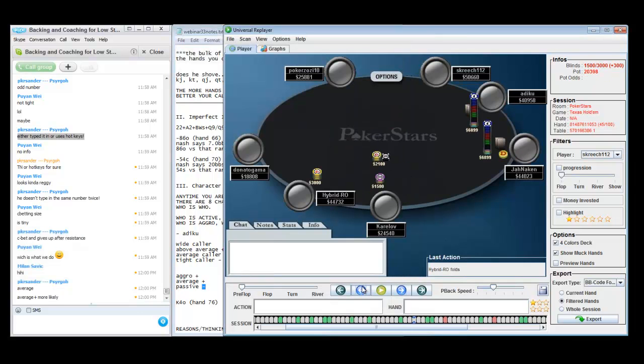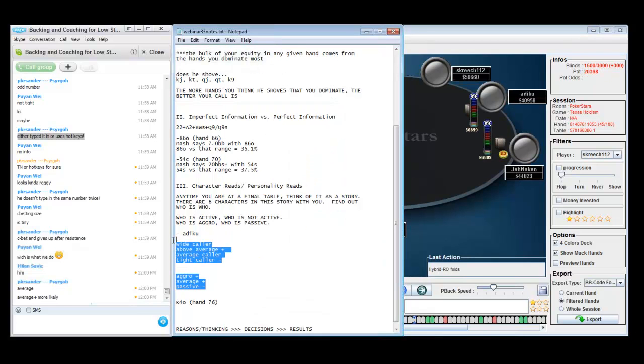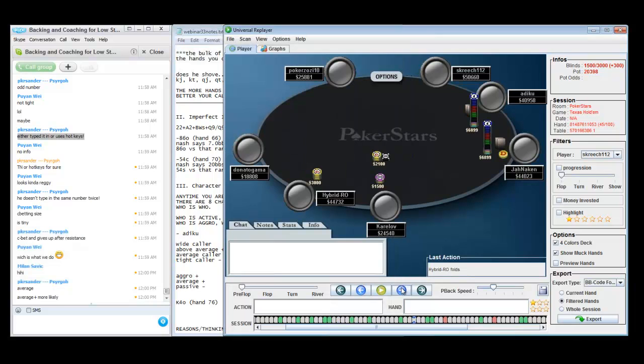Okay? And all this stuff, this is what I'm doing in my head as I play. I'm just adding up all the things that he does to see if he's passive or aggressive or whatever. Okay? Now let's move on. So he folds. He shoves. He gets called. He has 4s. Does that tell us anything?